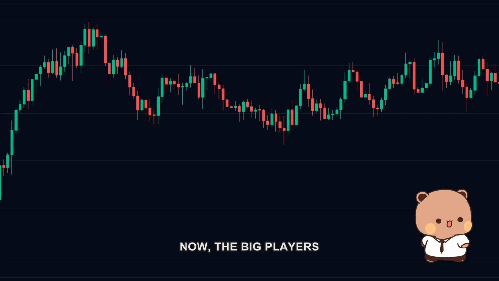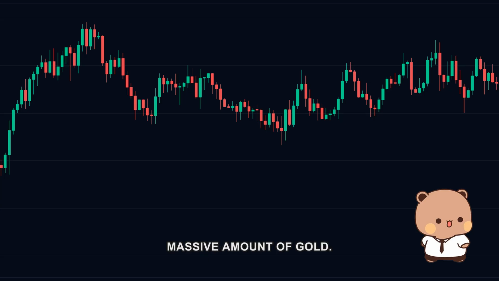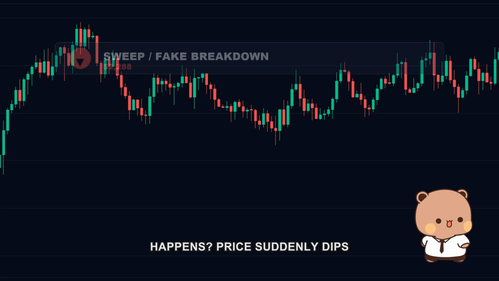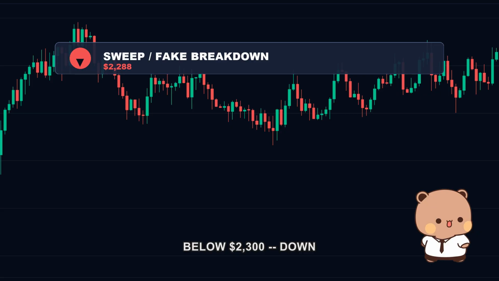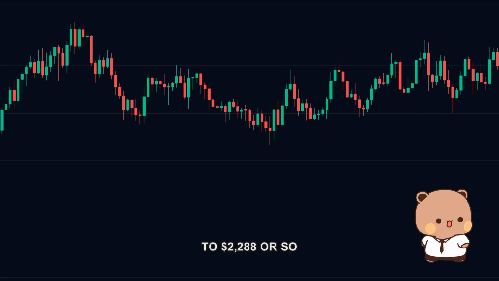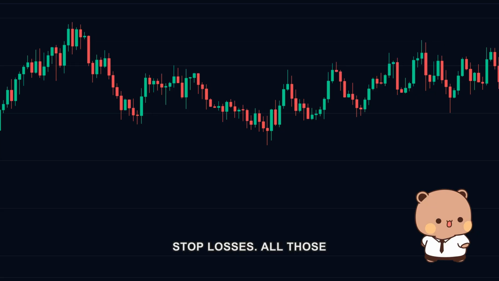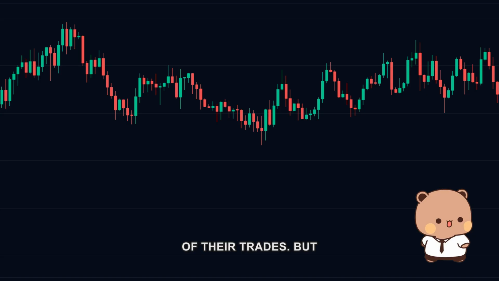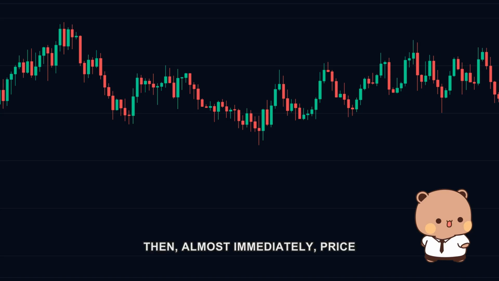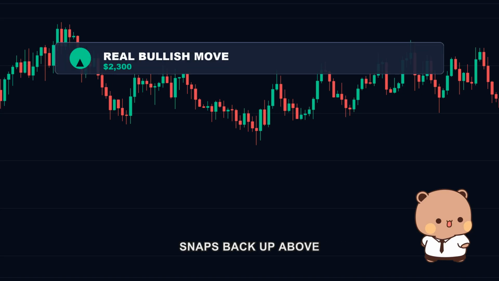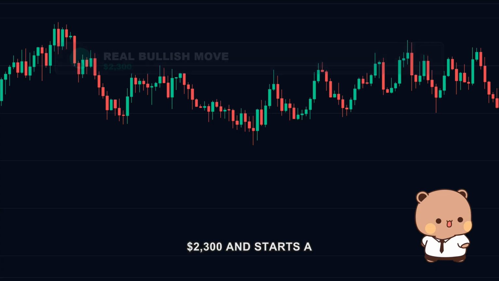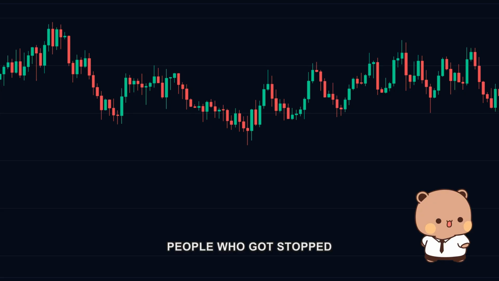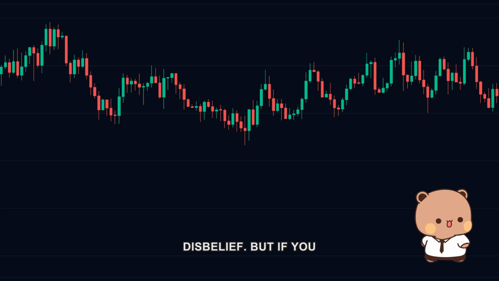Now, the big players want to buy a massive amount of gold. They need sellers to buy from. So what happens? Price suddenly dips below 2,300 down to 2,288 or so, triggering all those stop losses. All those traders get kicked out of their trades. But then, almost immediately, price snaps back up above $2,300 and starts a strong bullish move. The people who got stopped out are watching in disbelief.